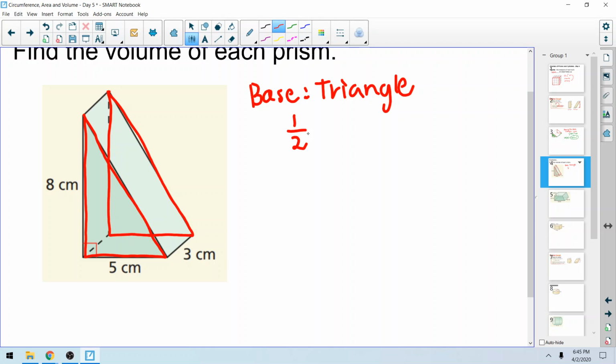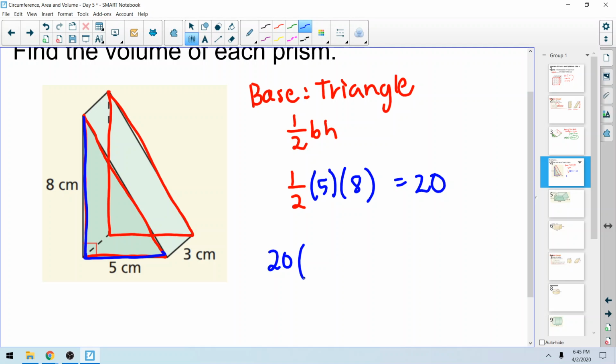So triangle, 1/2 base times height. We're going to do 1/2, looking at that triangle, base 5, times height 8. Put that in your calculator, and I'm getting 20. So for the prism, we take the area of the base times the height.